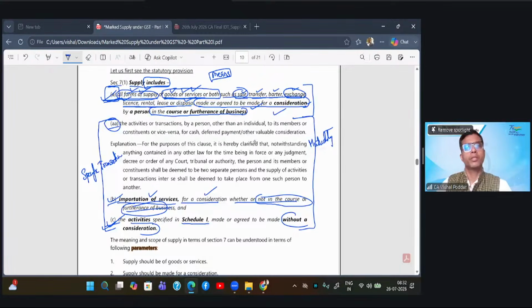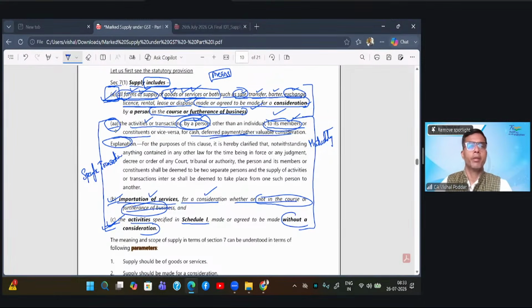Now, to overcome this decision, clause AA was put, which said that where any activity or transaction by a person is done for the members or the constituents, and it is done for some consideration, the only point which is missing is that the person and the members are one and the same. Why? Because the body may be unincorporated. But still, this double A says you will treat such activities done by a person, and here I am reading it as an unincorporated club for its members, done for some consideration, as a supply. This will also be a supply.